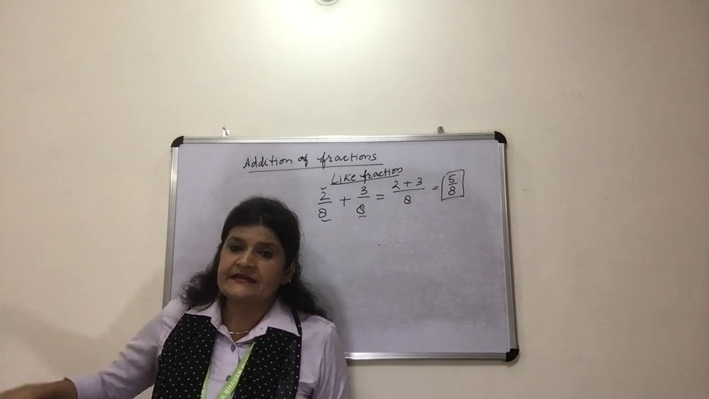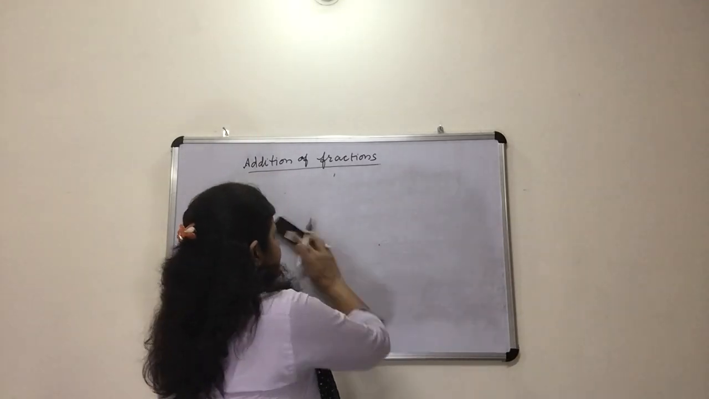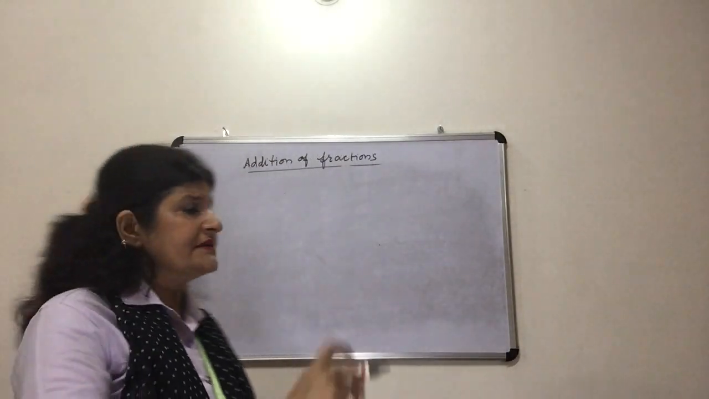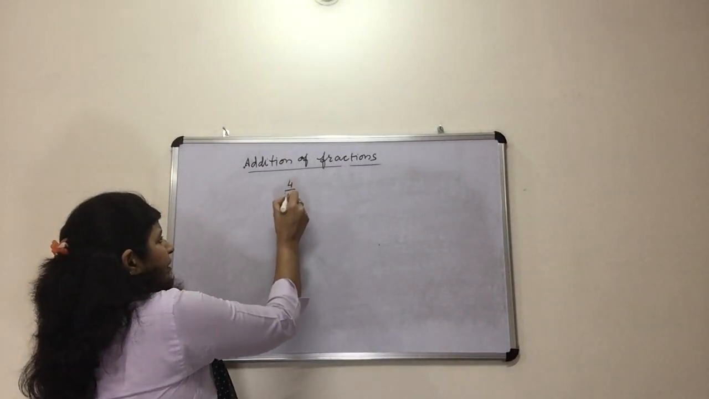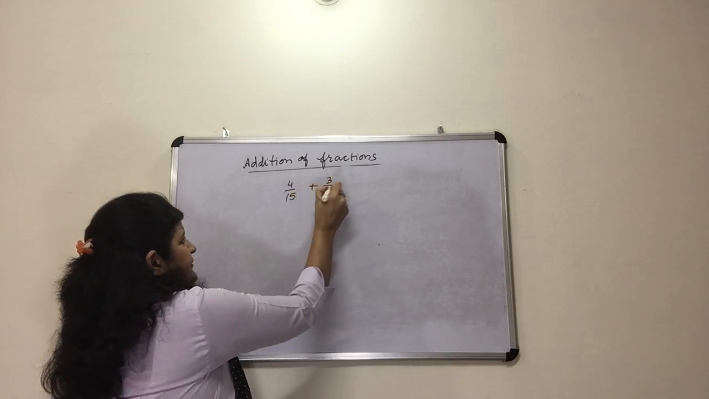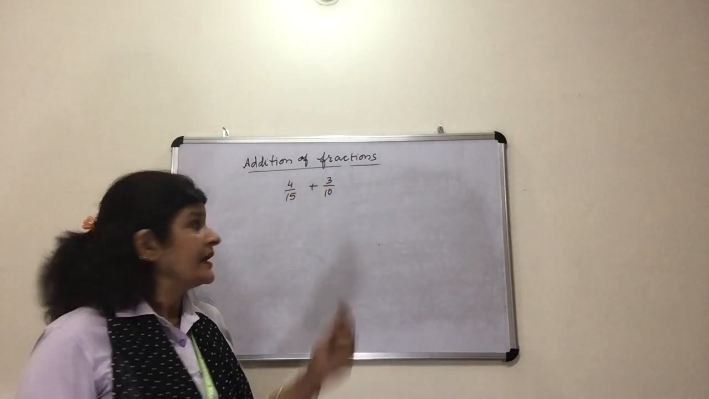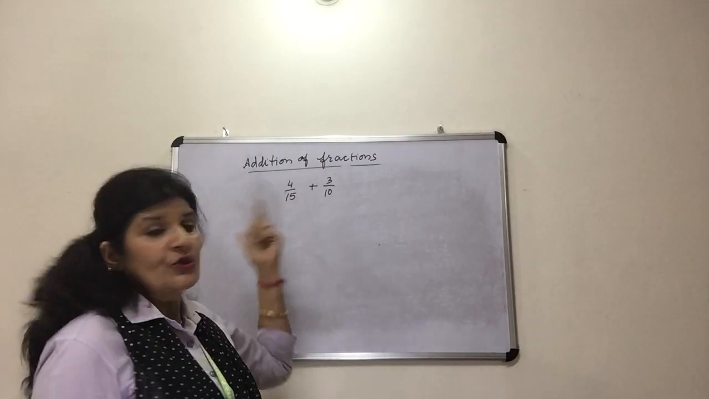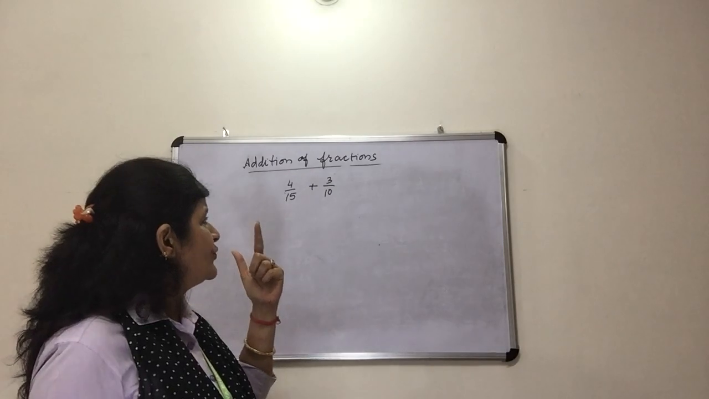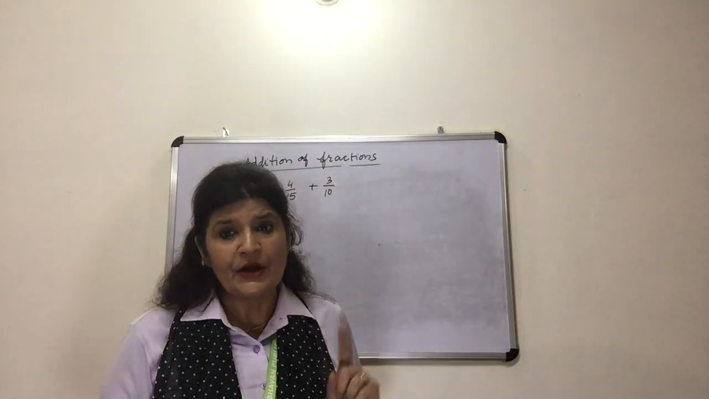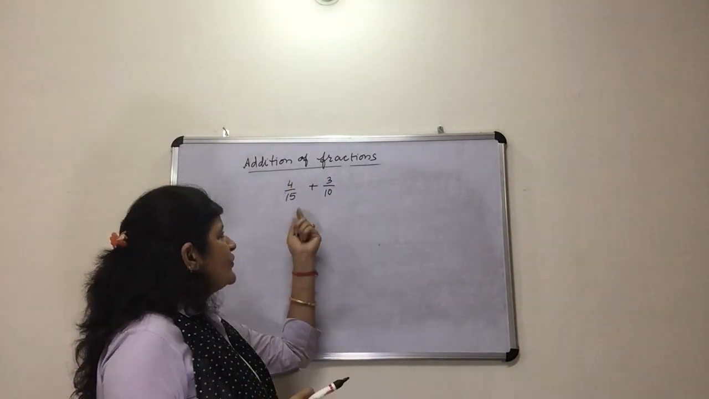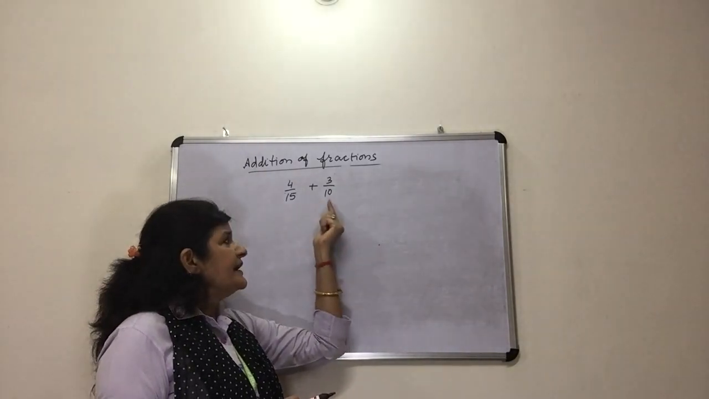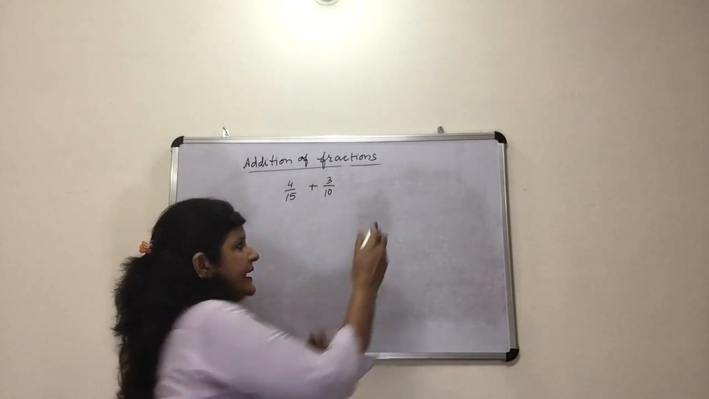Now I am taking an example of unlike fractions. Suppose the example is 4 upon 15 plus 3 upon 10. The denominators are not same, so they are called unlike fractions. In unlike fractions, we cannot directly add the numerators. No, it will be wrong. So what we will do, we will take the LCM of these denominators, 15 and 10.